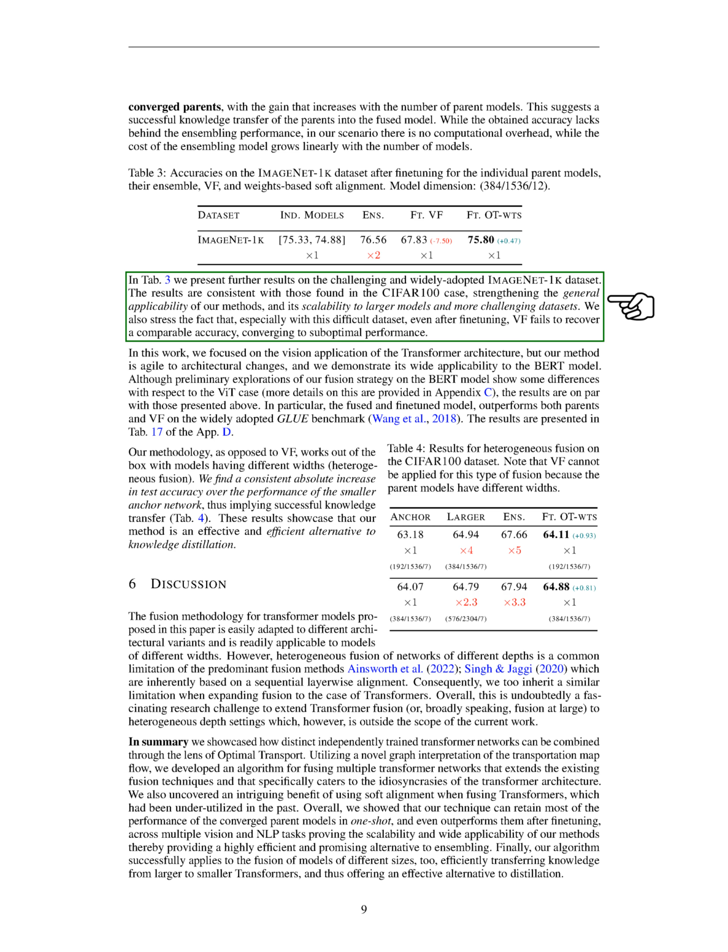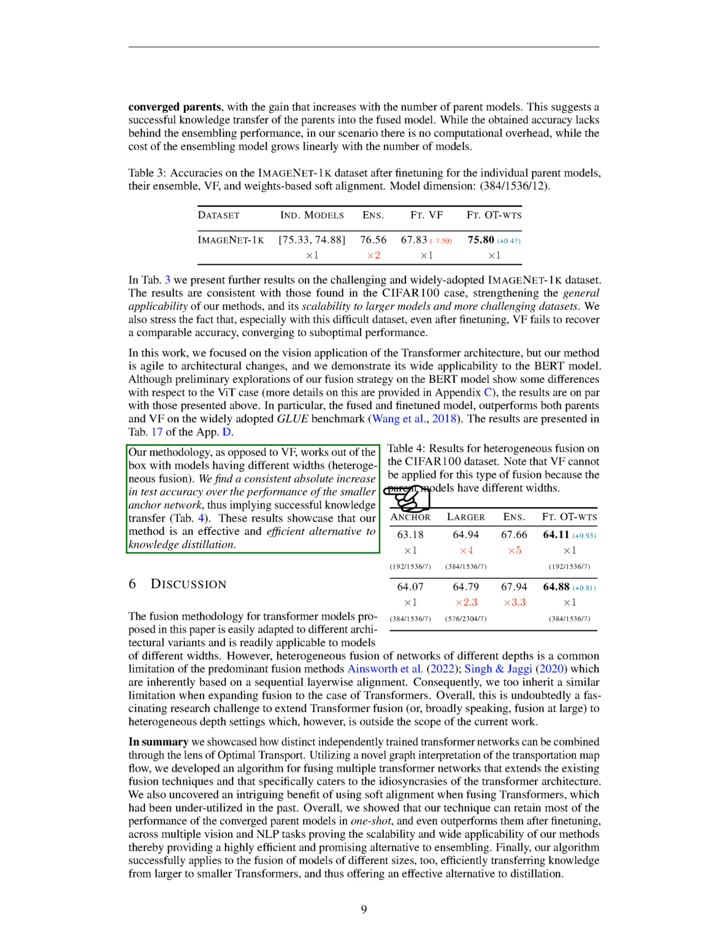Preliminary tests of our fusion strategy on the BERT model showed some differences compared to the VIT case, but the results were comparable to those previously discussed. Specifically, the combined and fine-tuned model outperformed both parent models and VF on a widely used benchmark. Unlike VF, our method can be applied directly to models of different sizes, heterogeneous fusion. We observed a consistent increase in test accuracy over the performance of the smaller anchor network, indicating successful knowledge transfer. This suggests that our method is an effective and efficient alternative to knowledge distillation.